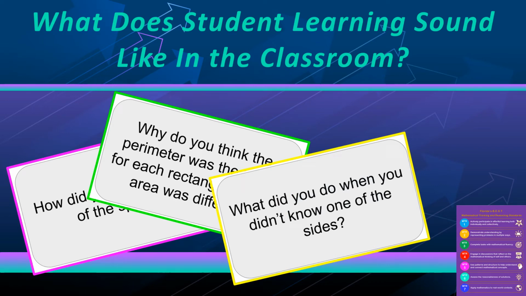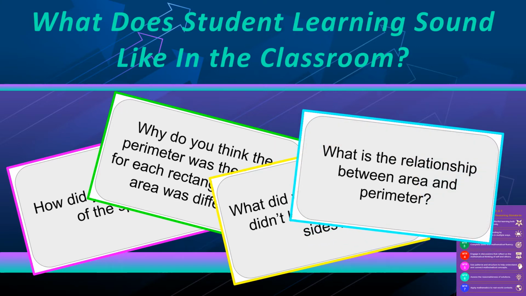What did you do when you didn't know one of the sides? So having them get to that problem solving, where am I guessing and checking? Am I finding the total that's missing and breaking it apart between two sides? Whatever it is, kids are able to explain that strategy. And then what is the relationship between area and perimeter? Understanding how they relate and how they're different.